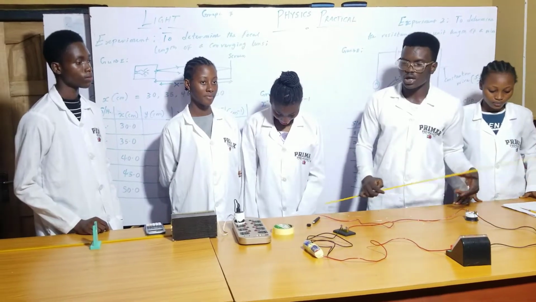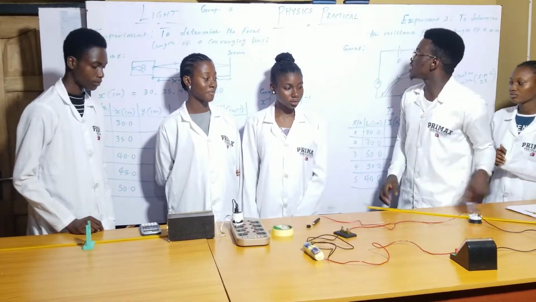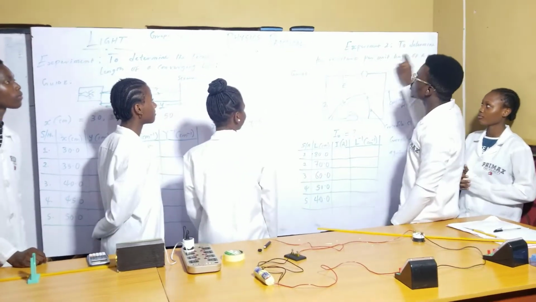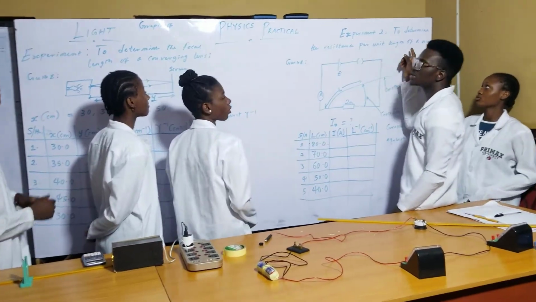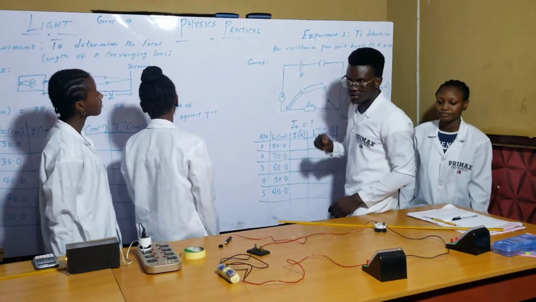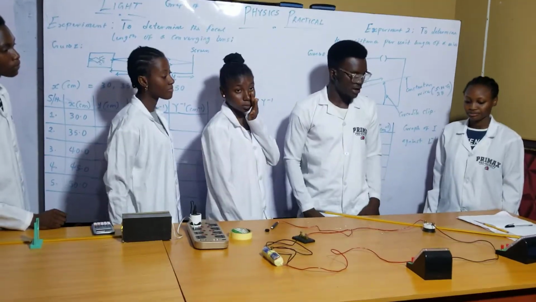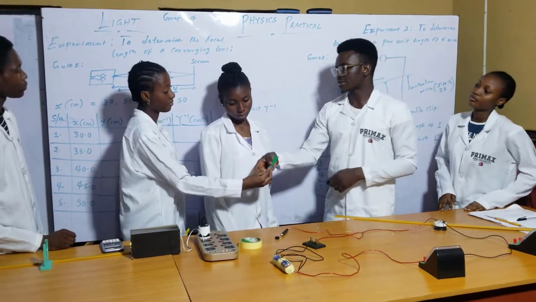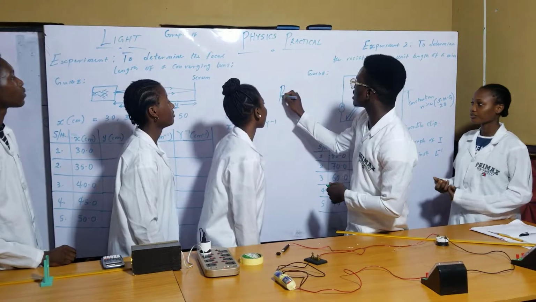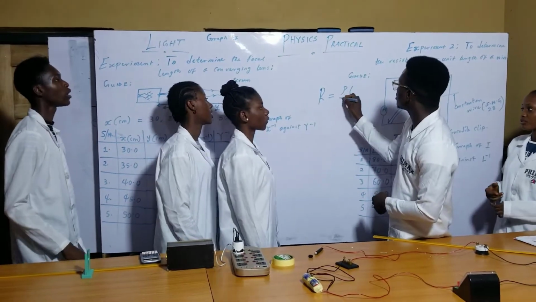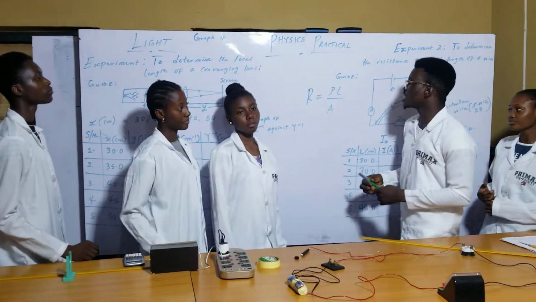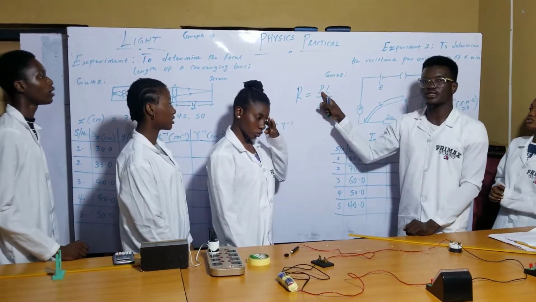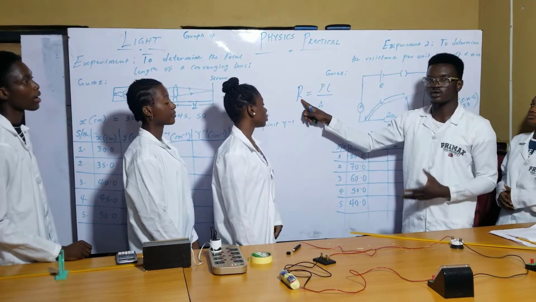So looking at what we have here, on our electricity experiments, what we want to determine is how to determine the resistance per unit length of a wire. Now, if you would recall, we said that the factors that affect resistance are R equals rho L over A. So the area of the wire, the length and the resistivity affect the resistance of the wire.